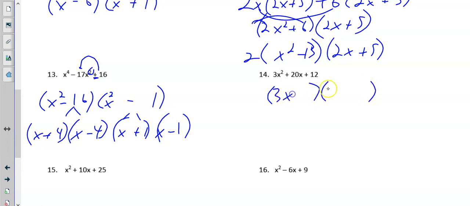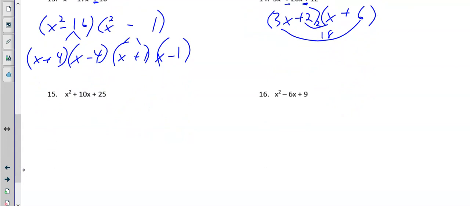The only way to get 3x squared is 3x times x. Play with the numbers. You can guess and check 4 and 3, 6 and 2, whatever. I'm going to go with 6 here and 2 here. That gives me 2. That gives me 18. They have to add to 20, and that's it. And they're both positive. Because remember, this tells me they're both the same. This tells me what they are. Last two.